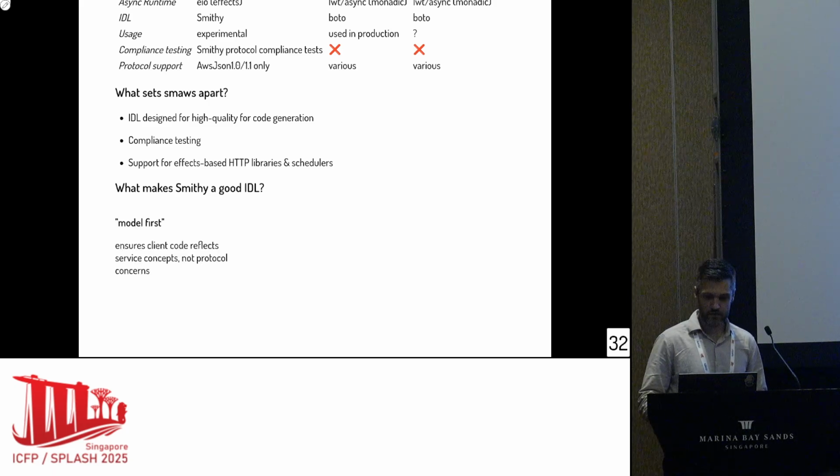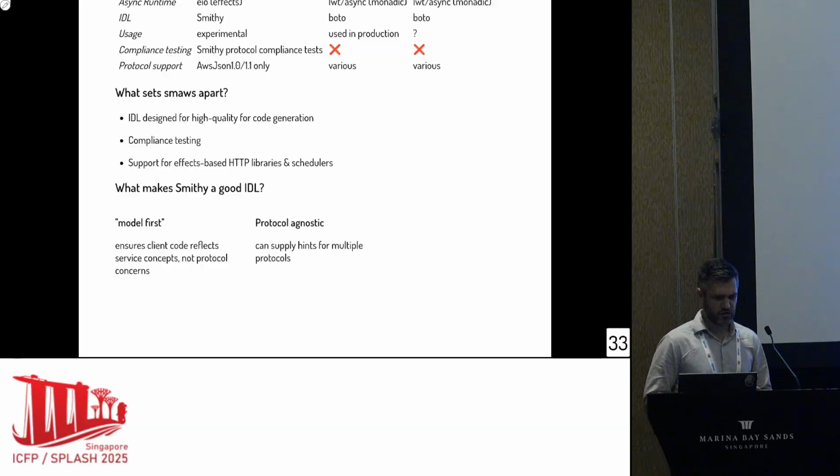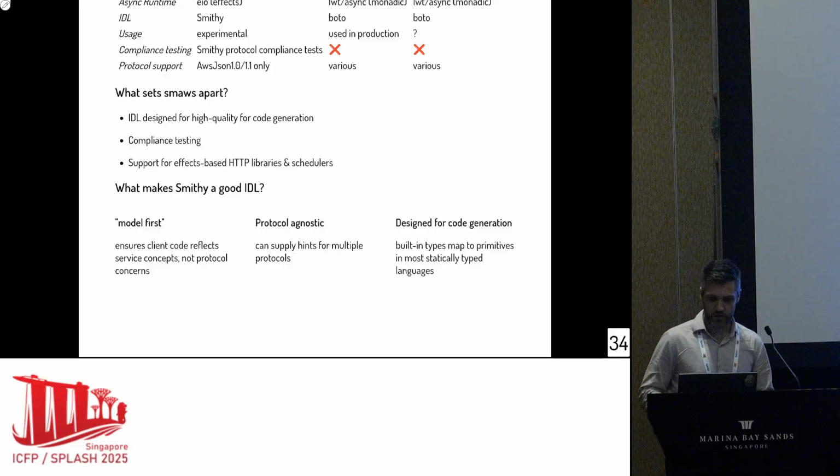It's also worth exploring how Smithy differs as an IDL from the Boto definitions which are used in the older SDKs. Smithy is model first. What this means is that when you define an API, you're using the concepts and fields as the primary interface instead of low-level protocol concerns like serialization. This makes it protocol agnostic, allowing it to target different schemes for calling an API. It's also specifically designed for code generation with type primitives that map well to most statically typed languages.